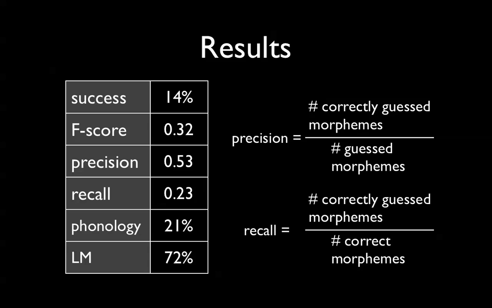Imagine that the morphological parsing task is to guess all of the morphemes in a word, regardless of order. Precision is the percentage of our guesses that are correct. Recall is the percentage of the correct answers that we got. The parser does relatively well on precision. When it guesses a morpheme, it is a correct one about half the time. It does less well on recall. It's only guessing about a quarter of the correct morphemes.